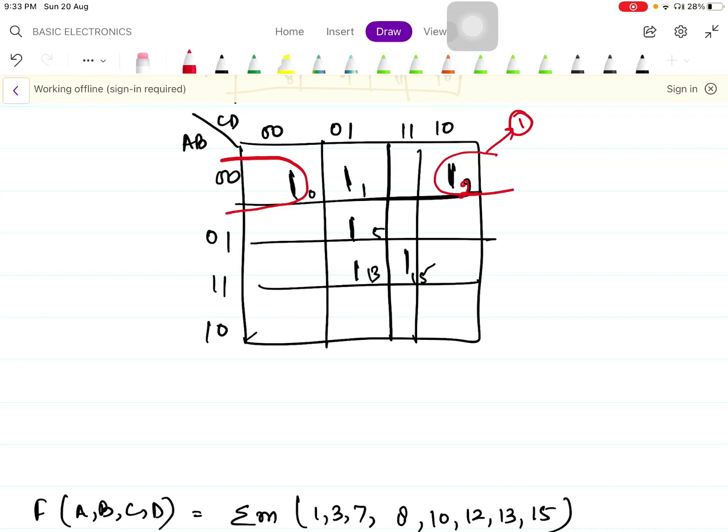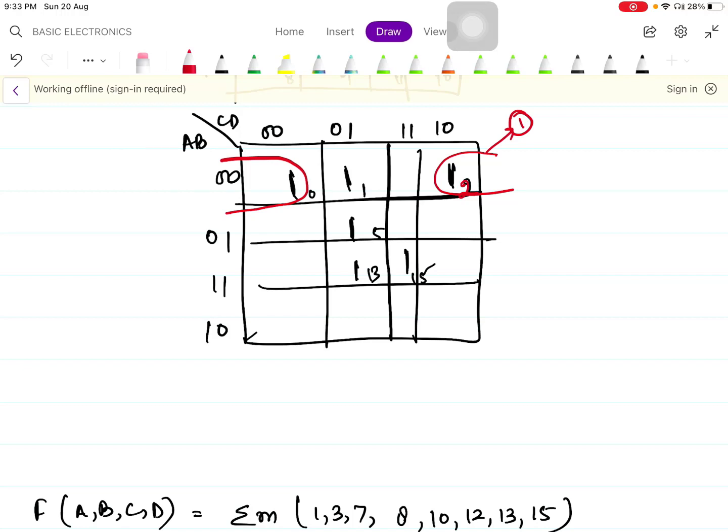Alright, so I will go to cell number 1 and see how many groups are possible. See, 1 can be grouped with 0, 1 can be grouped with 5. So leave it for now. Alright, now let's go to cell number 5. Cell number 5 combination is possible with cell number 1 as well as with cell number 13. So leave this group for now.